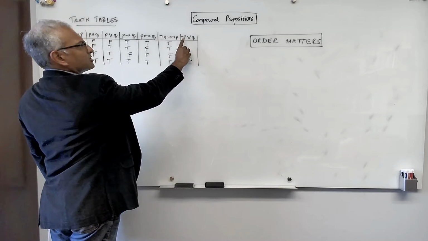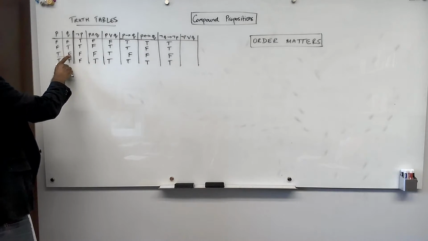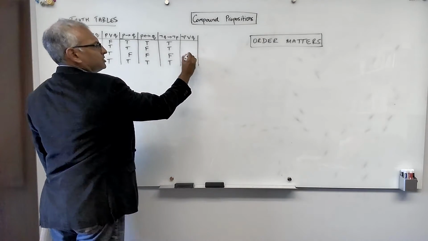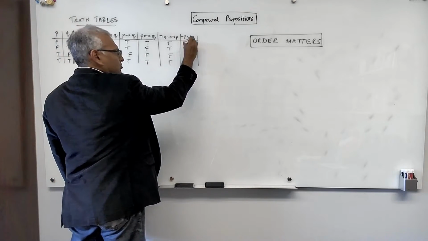So Q must be false and not P must be false, which means P must be true. P must be true, Q must be false. Okay, so this is the only situation where the or is false. In all other situations, the or is true.